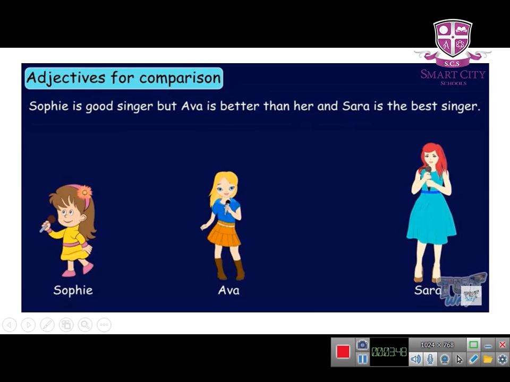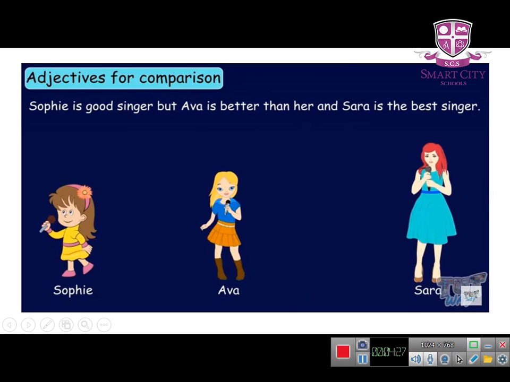And now, let's see this example. Sophie is a good singer. Now I'm describing Sophie, this little girl. She's a good singer. So I use the adjective good to describe her. And now I'm going to say Eva is better than Sophie. Now I'm not only describing Eva, but I'm comparing her to Sophie. And I said better than. So Eva is better than Sophie. Better than is the comparative form of the adjective good.